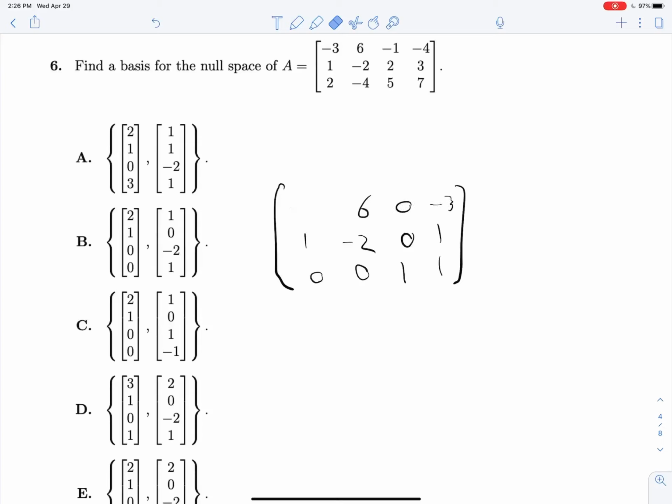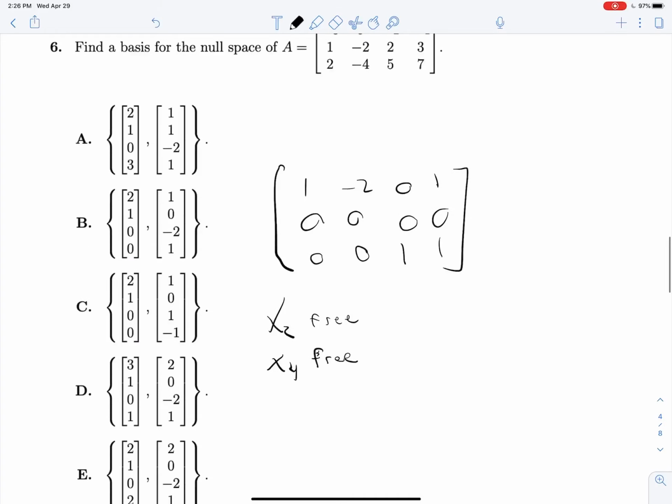That means that this row can become 1, negative 2, 0, 1, which we can use to set this row to all zeros. And there we go. There's our reduced echelon form. We see that x2 is free and x4 is free. And so if we set everything to 0 and move these guys over to the other side, we see that x1 is equal to 2x2 minus x4, and x3 is equal to minus x4.